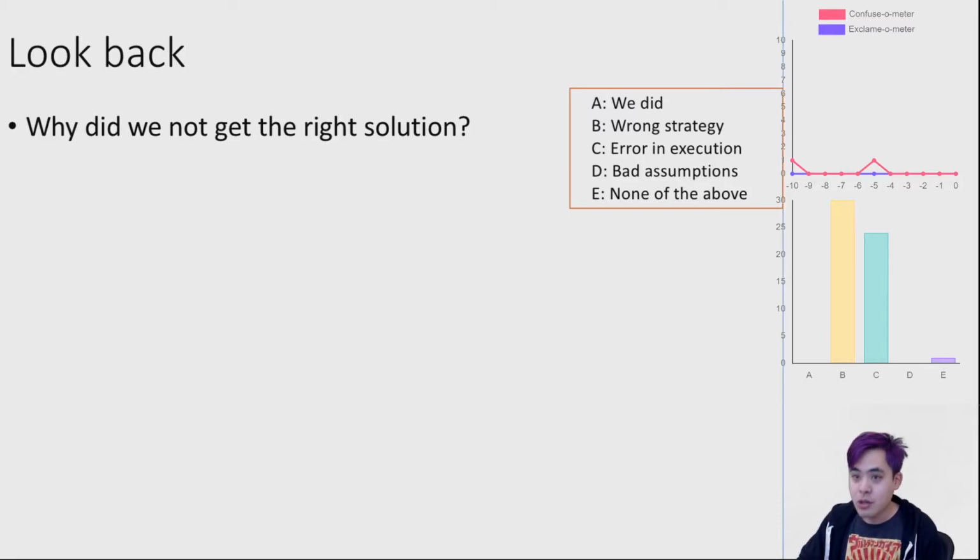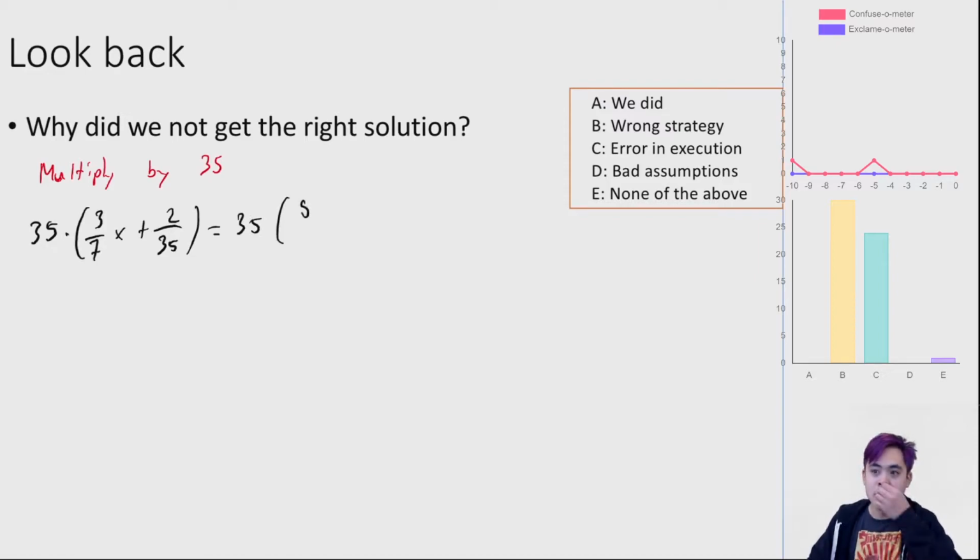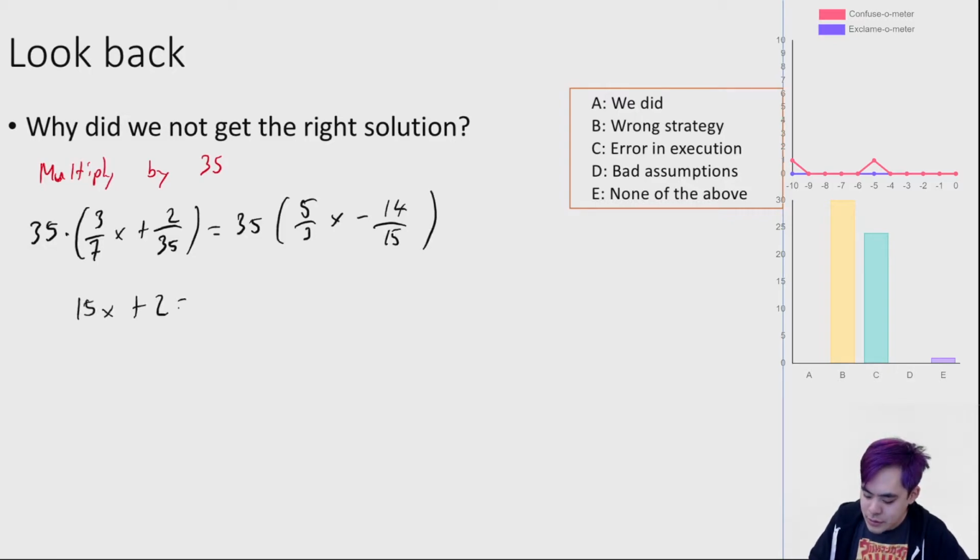Let's see. So, let's work through everything again one more time, starting from the beginning. What did we do? Multiply by 35. Let me rewrite that. Sorry, I didn't rewrite the equation. 35 times 3 over 7x plus 2 over 35 equal to 35 times 5 over 3x minus 14 over 15. And what did we get? We had 15x plus 2 is equal to 165 over 3x minus 7 times 5 times 14 over 3 times 5. And we canceled those out.